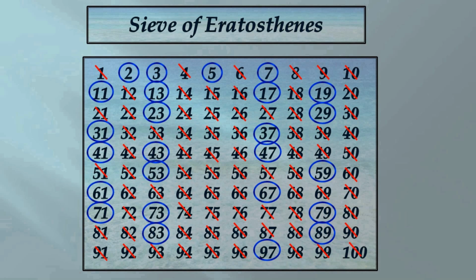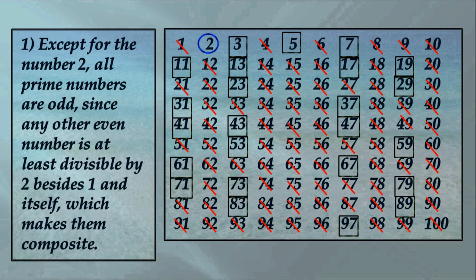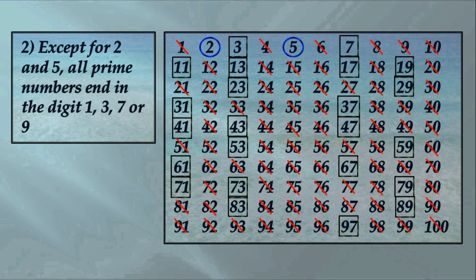This short list of prime numbers can already reveal a few interesting observations. Except for the number 2, all prime numbers are odd, since any other even number is divisible by 2 besides 1 and itself, which makes them composite. Except for 2 and 5, all prime numbers end in the digit 1, 3, 7, or 9.